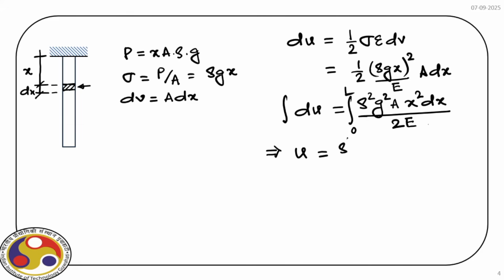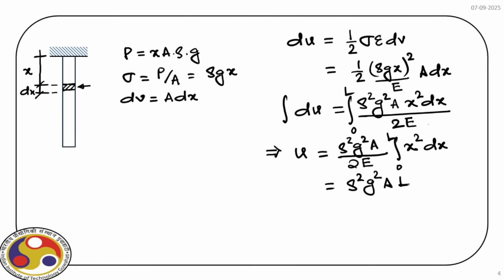So that we can easily work out. So we have rho square g square A by twice E as constant, so we can take it out of this integral. So we have 0 to L x square dx. So effectively we have rho square g square A L cube divided by 6E.